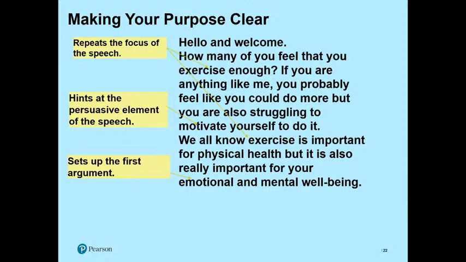Okay, you might have picked up on the fact that it repeats the focus of the speech, exercise, and exercise is mentioned all the way through. It hints at the persuasive element of the speech: "you're struggling to motivate yourself to do it." You know that this speech is going to be talking about trying to get you motivated and convince you to do it. And it sets up the first argument: we know it's important, and it's about to go in and prove why that's important.